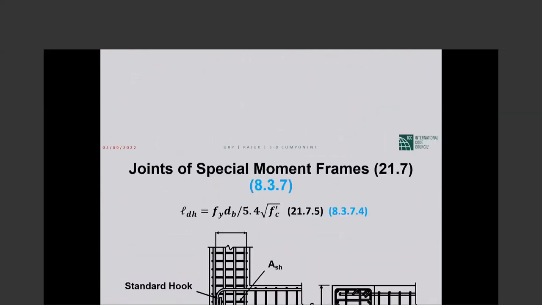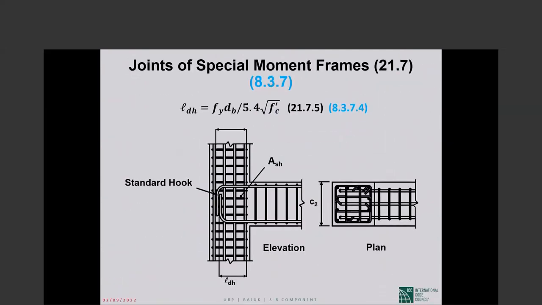Okay, beam column joint. I think this is the last thing. It's already 10:30. Anyway, I have no choice but to continue, and then we'll see what time it is.